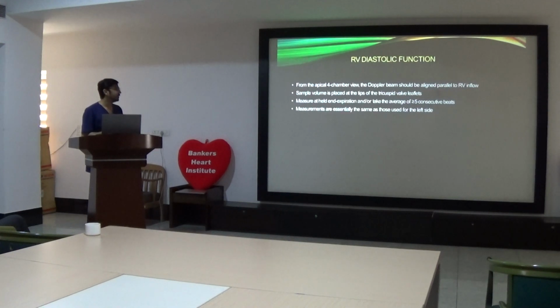Measurements are essentially the same as those used for the left side. Basically, the inlet part of the tricuspid valve at the leaflet level. The same way we do the pulse Doppler at the mitral valve level and the assessment of diastolic dysfunction, the same way is the RV diastolic function.